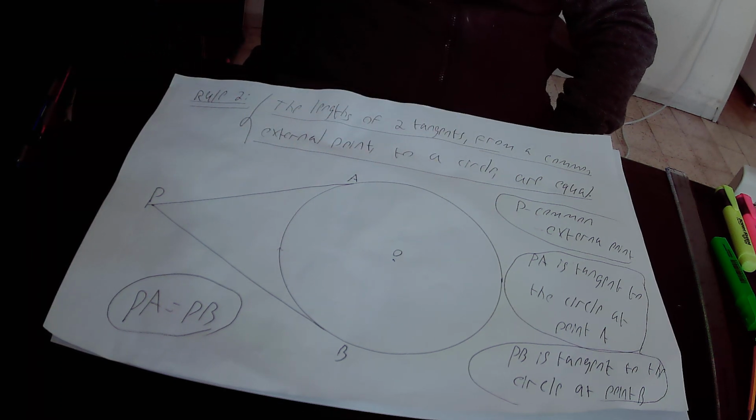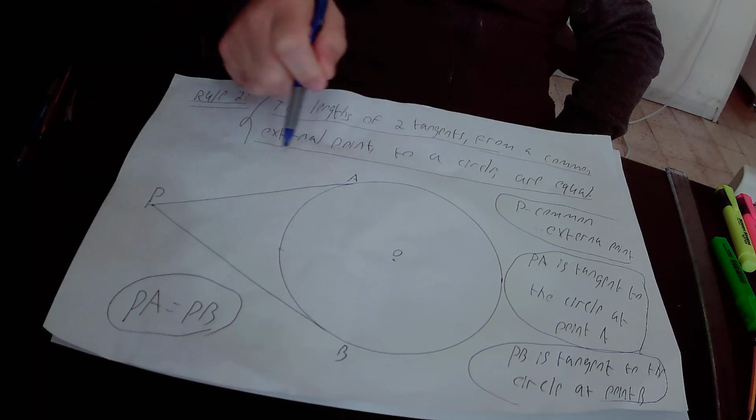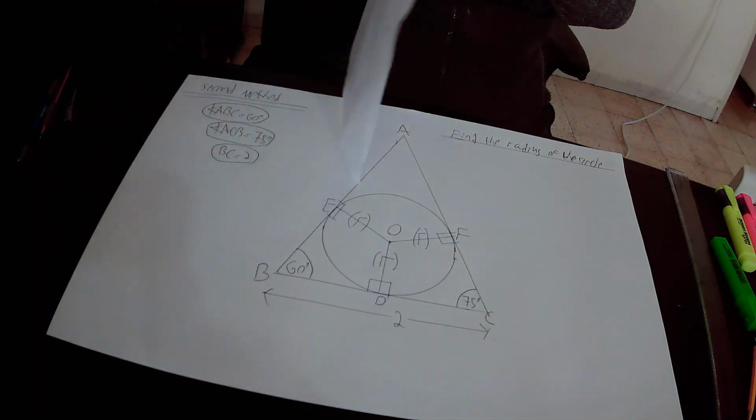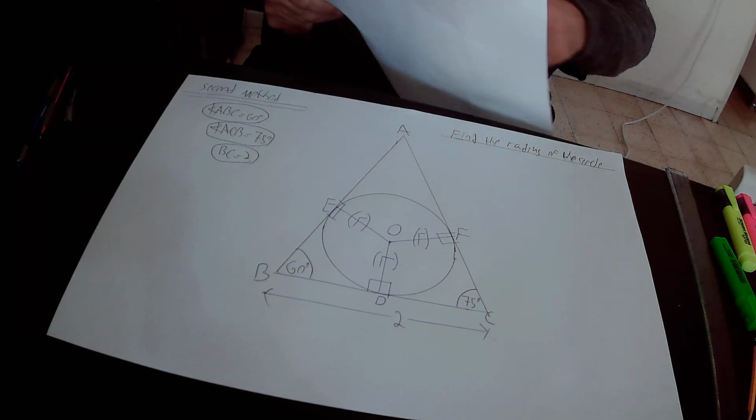And according to this rule number 2, they are equal to each other. That is to say, PA equals to PB. So we can actually implement this rule number 2 in our drawing.